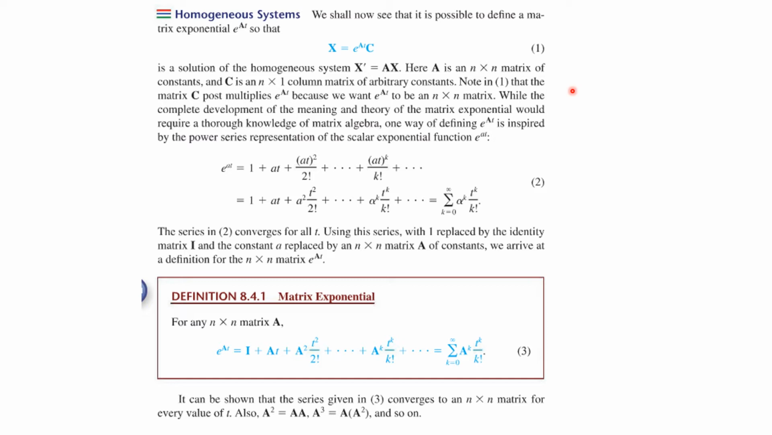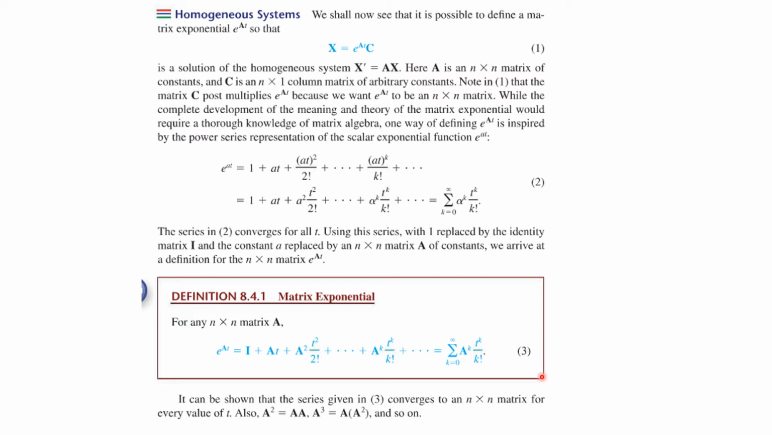Okay, so here is one way to consider defining it, and that is motivated by the Maclaurin series for e to the at, and this is what we get for that. And we know that this series converges for all t. So if we use this series with 1 replaced by the identity matrix and the constant a replaced by the n by n matrix A of constants, this is a definition that we can have.